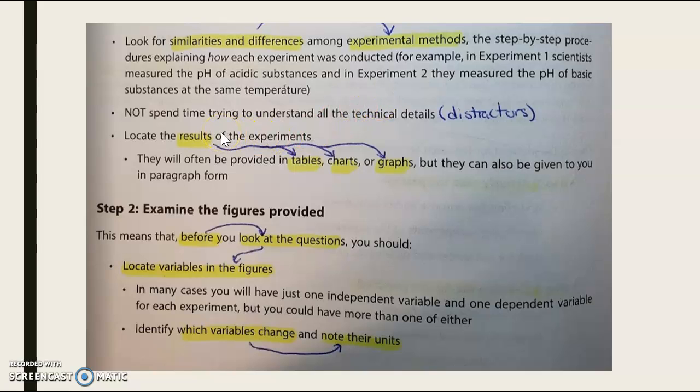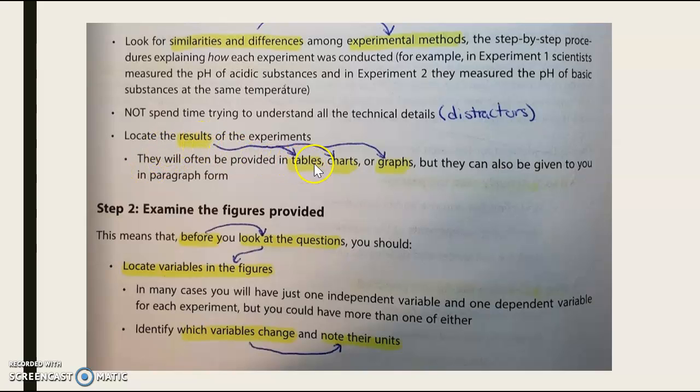As you go through this information, once again, do not try to understand every little detail. They put a lot more in than you really need to know. Once again, they're creating distractors. They want to see if you can sift through the things that matter and don't matter. So, in order to avoid the distractors, make sure that we locate the results.